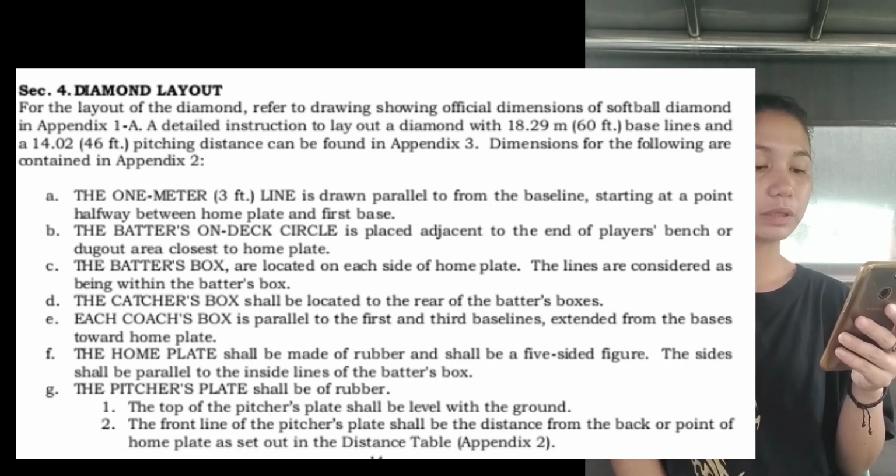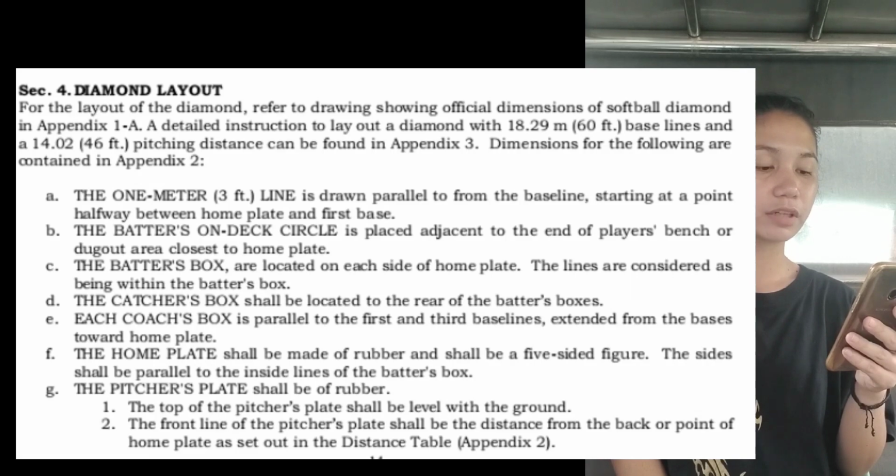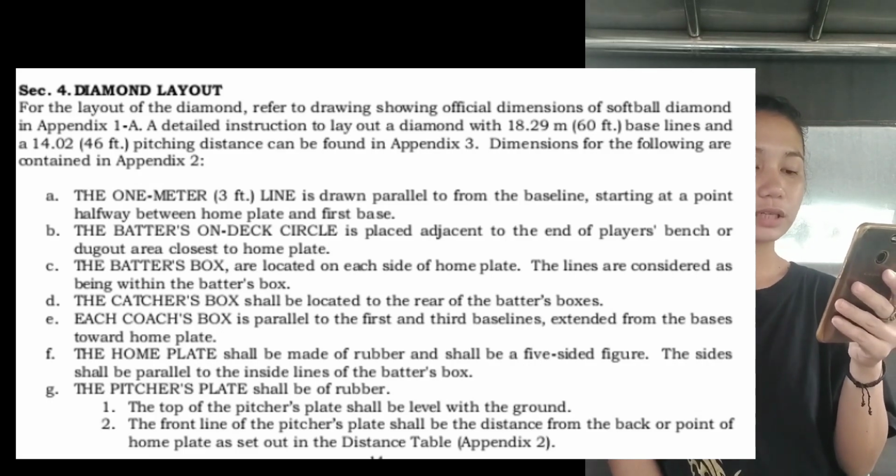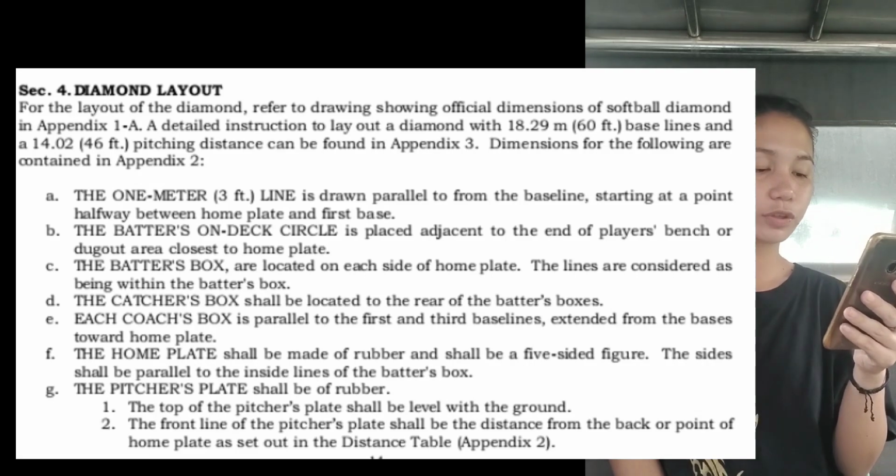F. The home plate shall be made of rubber and shall be a 5-sided figure. The sides shall be parallel to the inside lines of the batter's box. G. The pitcher's plate shall be of rubber. So that is section 4, diamond layout. Note that the double base is approved for use at first base.